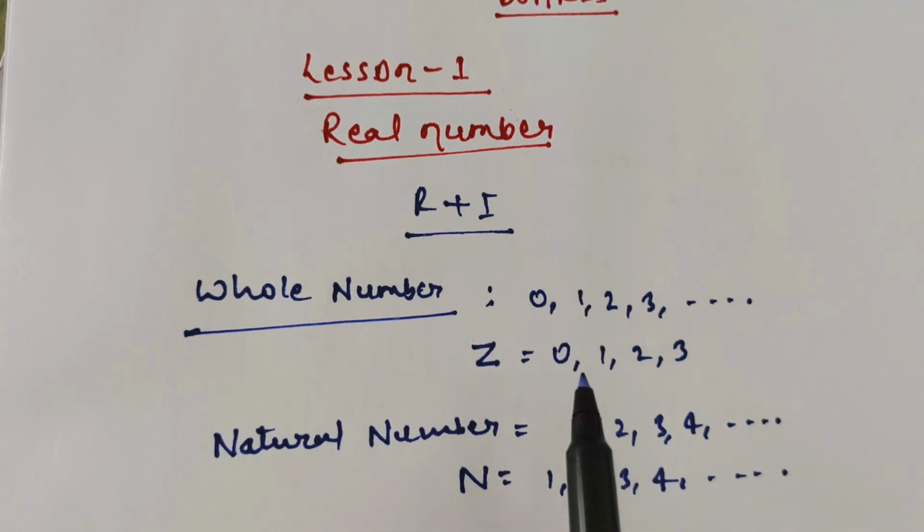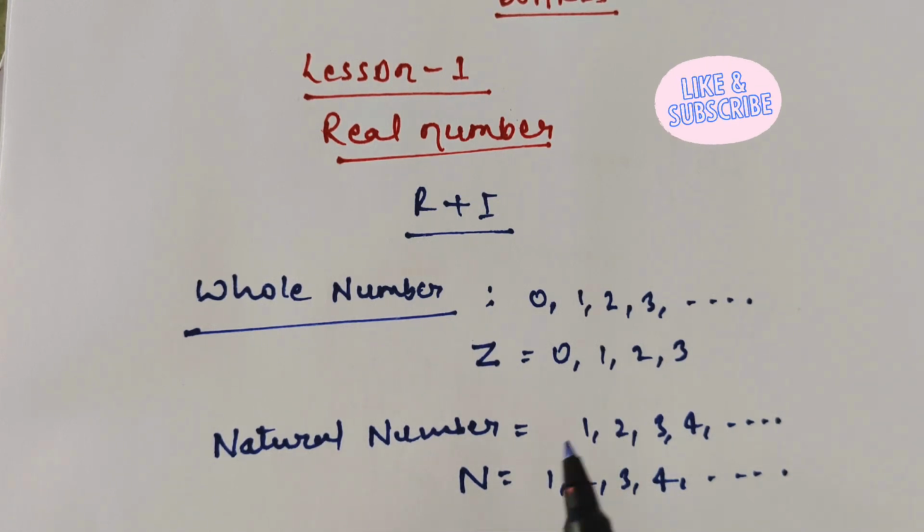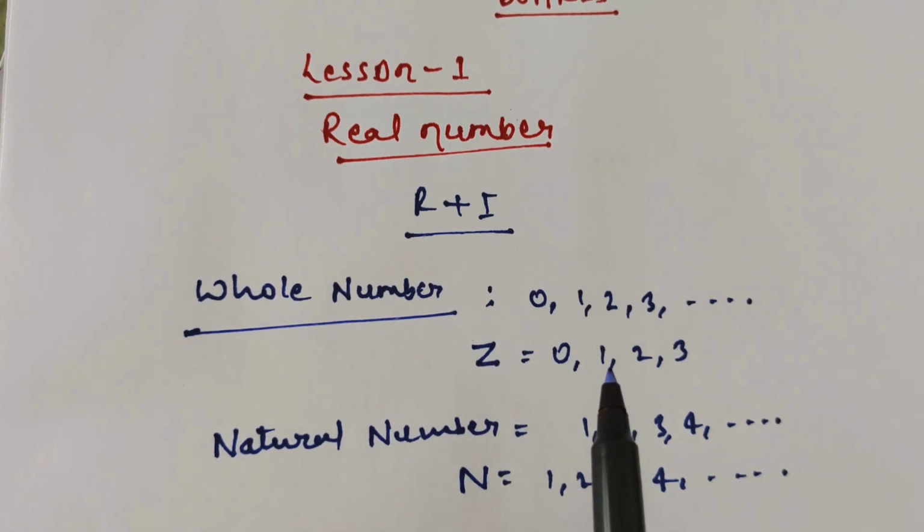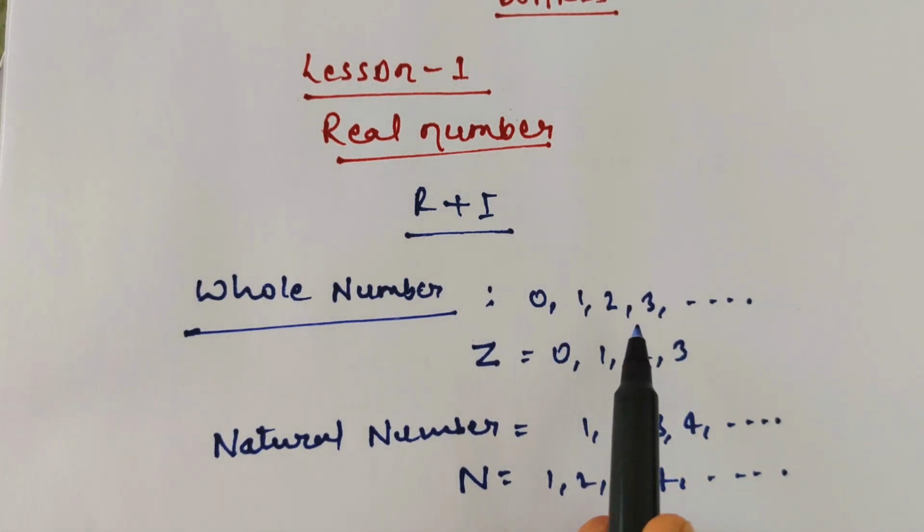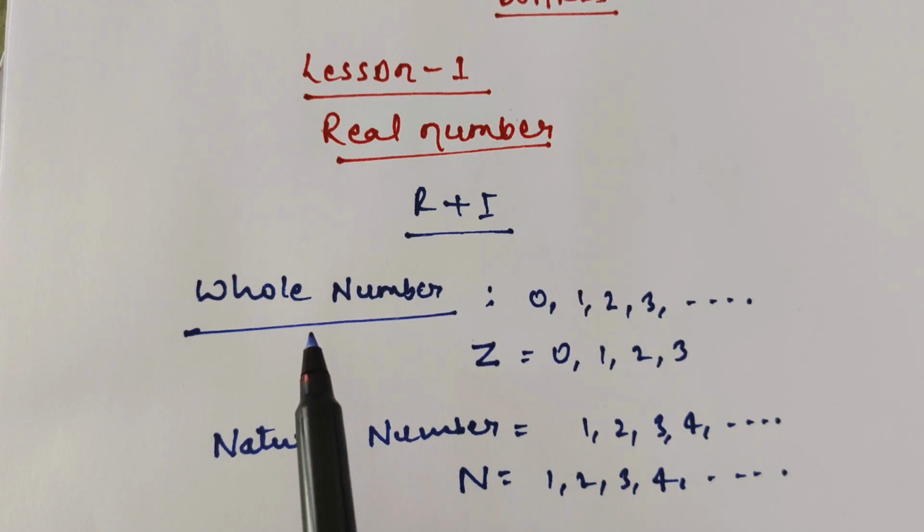What is the difference between the natural numbers and the whole numbers? There is a little bit of difference here. In the whole numbers, 0 is added before the natural numbers, and that itself makes the whole numbers. But the natural numbers always start from 1. So this is the little difference between them.